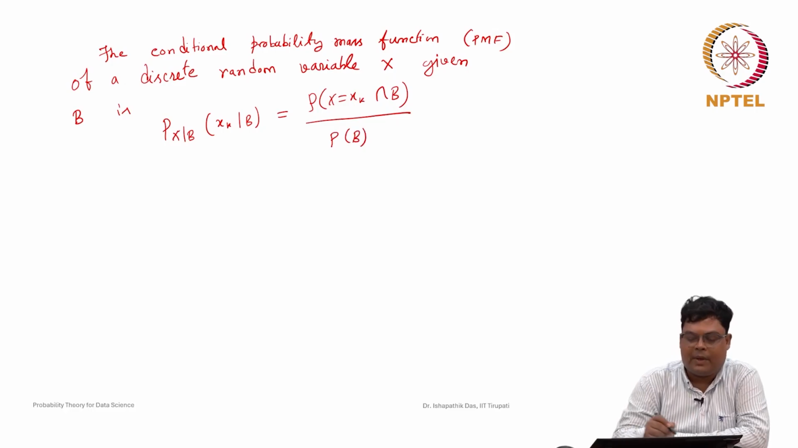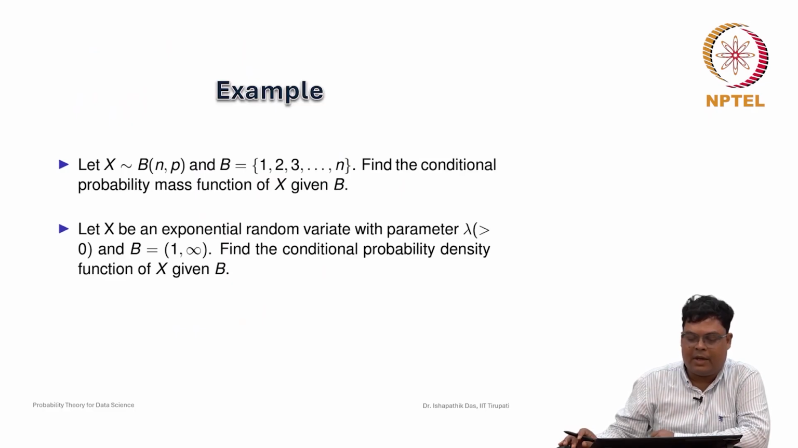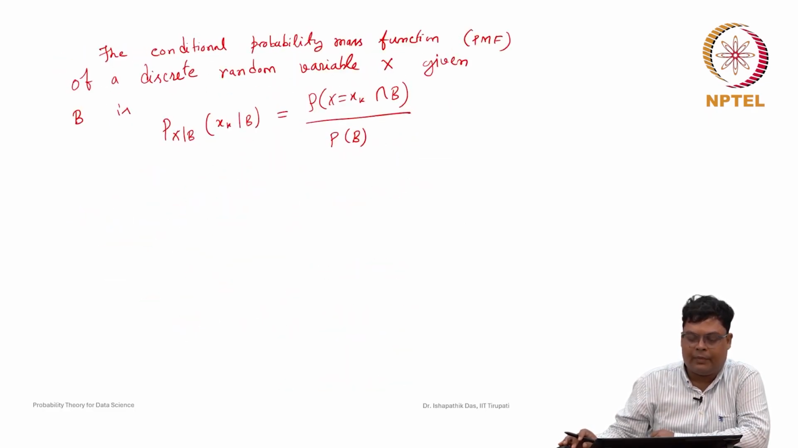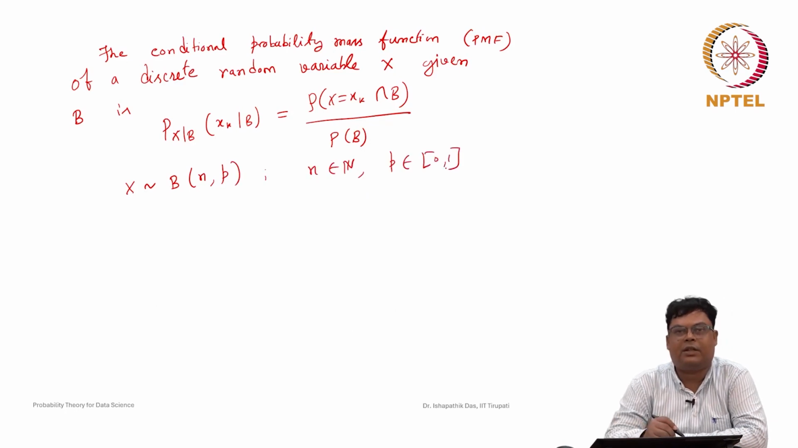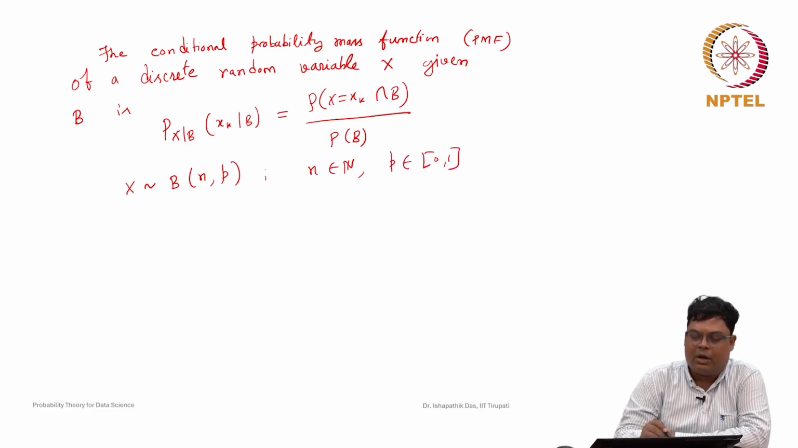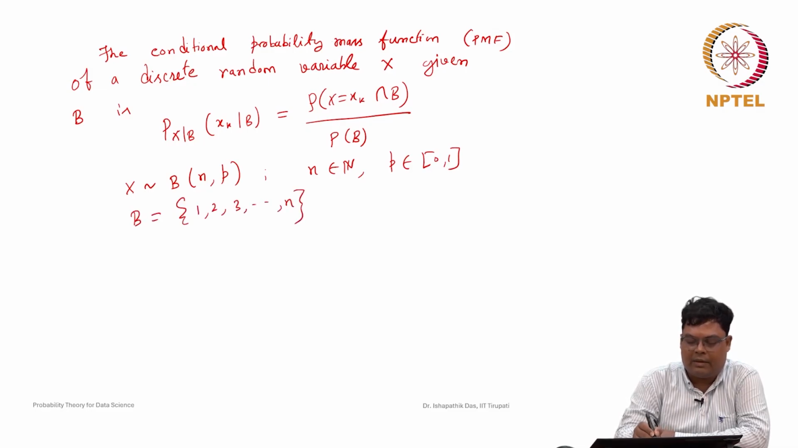Now, in this example, X is binomial with parameters n and p, and B is the set 1, 2, 3 up to n. Here n is a natural number and p is a probability between 0 and 1, as we discussed when we covered the binomial distribution. First, let us find the probability mass function of a binomial random variable.